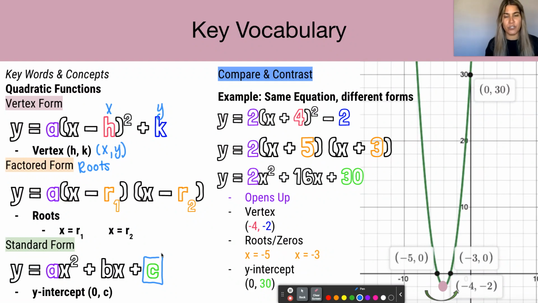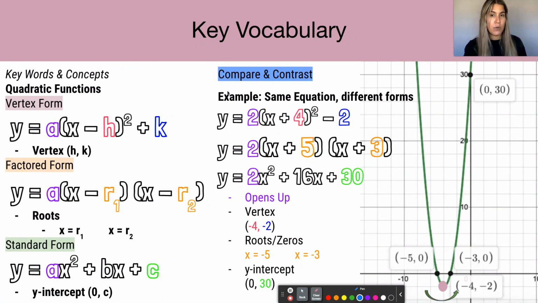For our compare and contrast, we are going to look at the exact same equation, but we're going to look at it in 3 different ways. You're going to be doing this throughout the lesson. All of these 3 equations right here are the exact same one. All of these are the equations of this graph right here. They are all written in different forms. I have vertex form, factored form, and standard form. And I want to make sure that you see and understand that these forms give us information that we need.